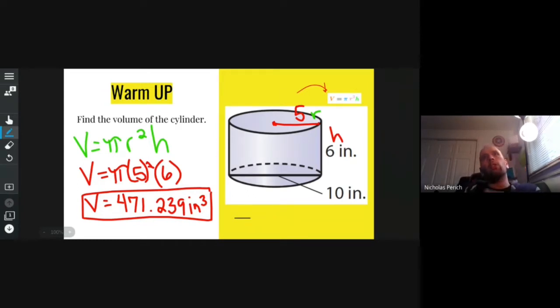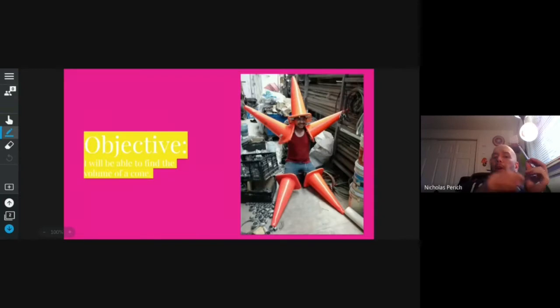All right, so this is a cylinder. And what we did the other day was we found the volume of a cylinder. Pretty easy. Just throw it in your calculator and boom. Today we're going to find the volume of a cone.